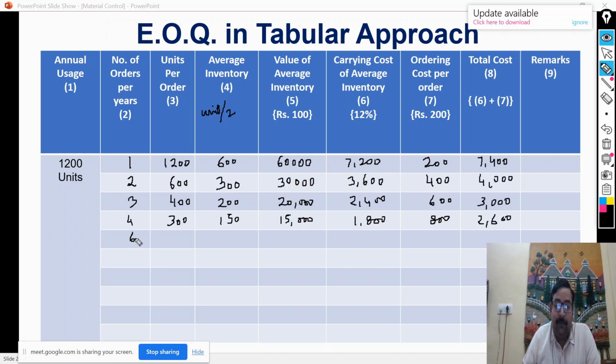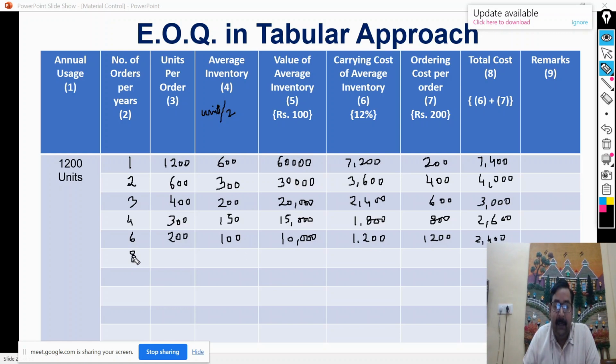In case of 6, we skip 5. Then 200 units per order, average inventory 100, that is 10,000 value. 12% of 10,000 is 1,200, and 6 orders at 200 per order is 1,200, so the total is 2,400.